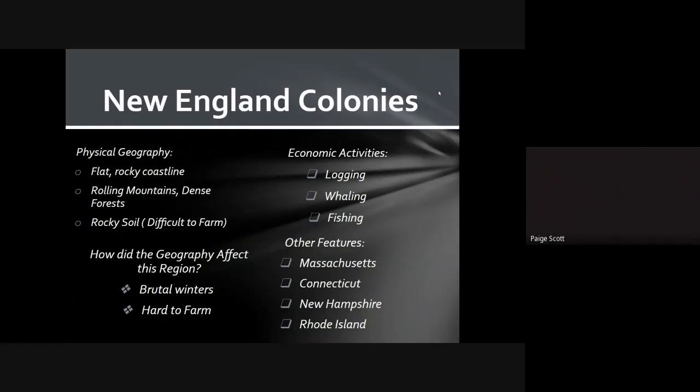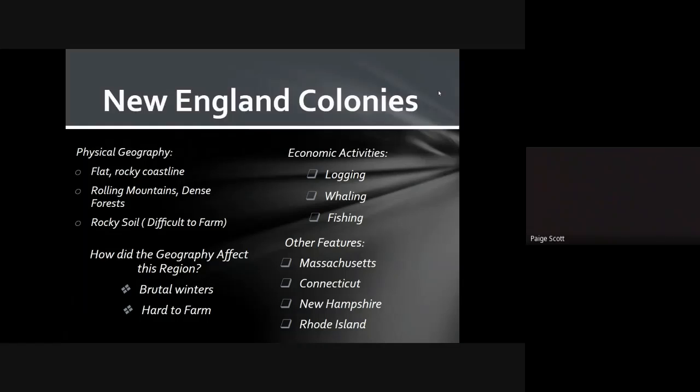The location of the country that this was on. It did have brutal winters, and with the rocky soil in the mountainous region, it did make it really hard to farm. So for other features, what I did was include the 4 what we call today states that were included in the New England colonies. So we had Massachusetts, Connecticut, New Hampshire, and Rhode Island.